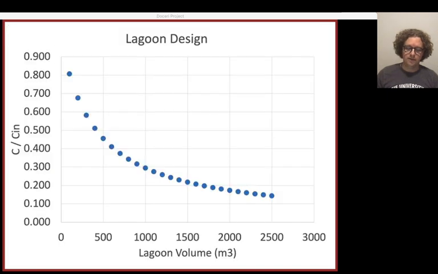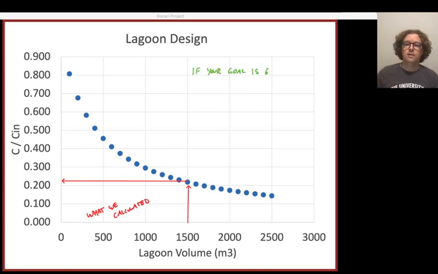And I've gone ahead and graphed that up in Excel for you, so you can get a sense of what this might be useful for. So the case that we used for our calculation was a volume of 1,500 cubic meters, and what we found is that the effluent is just over 20% of the inflowing concentration.